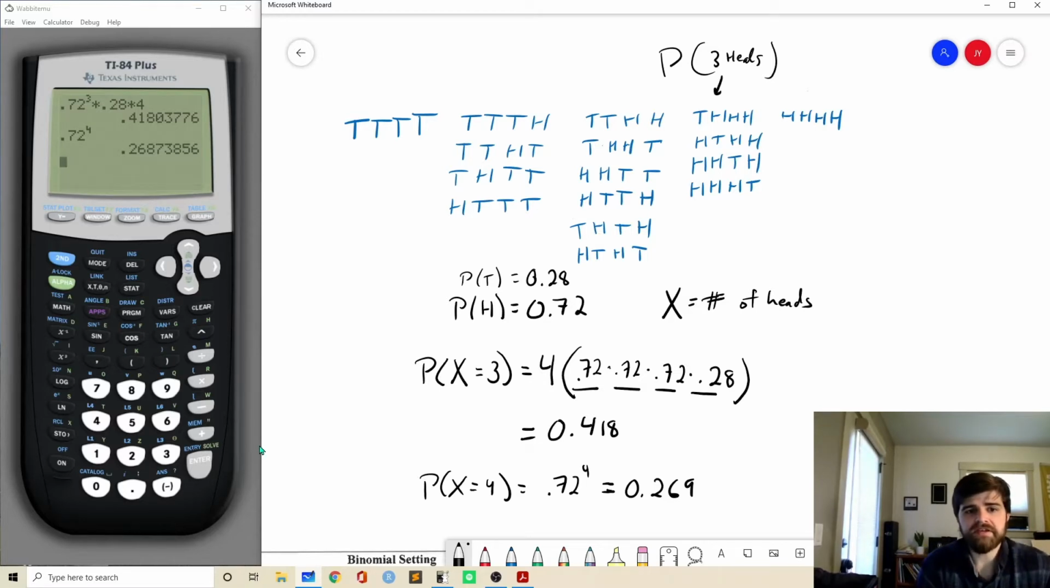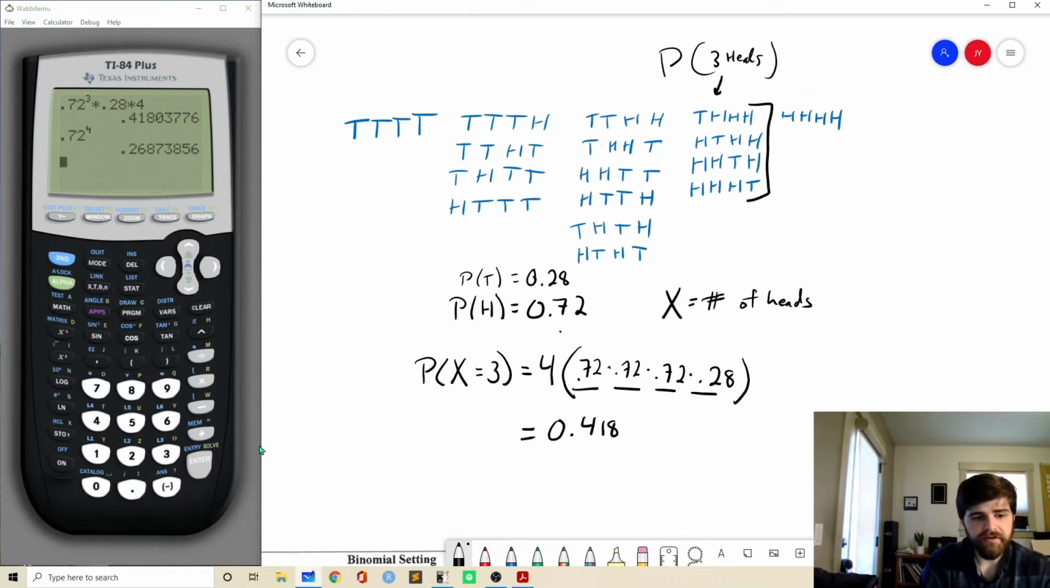We can see right here, because we drew out the entire sample space, we can see pretty clearly, and I'm going to go ahead and get rid of this guy, we can see pretty quickly that there are 4 different ways to get 3 heads out of 4 flips. But let's say I wanted to flip the coin 15 times.